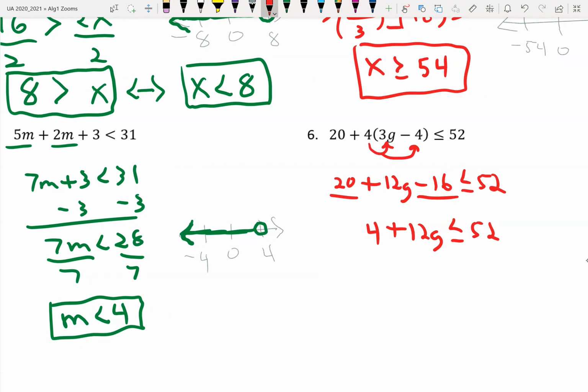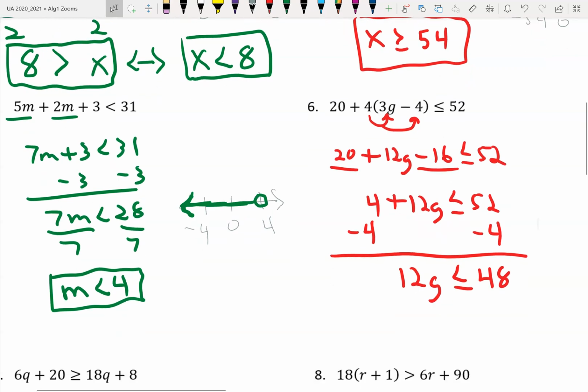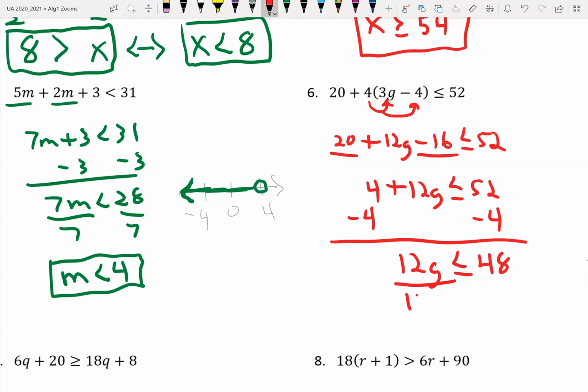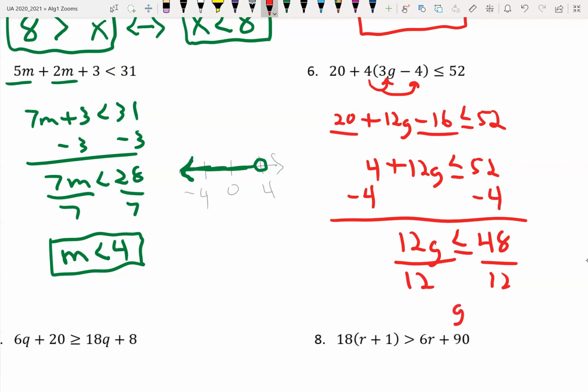Now we will look to eliminate the 4. It's a positive 4, so we will subtract 4. Whatever we do to one side, we'll do to the other. Left-hand expression, 12g. 52 minus 4 will be 48. Dividing by our coefficient 12. We have g is less than or equal to 4.